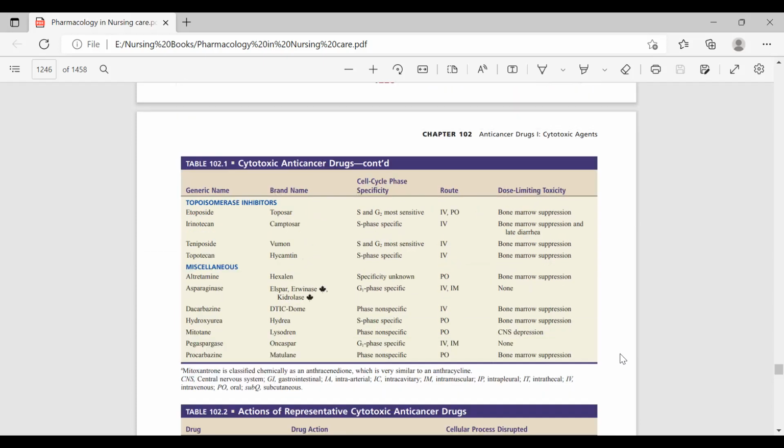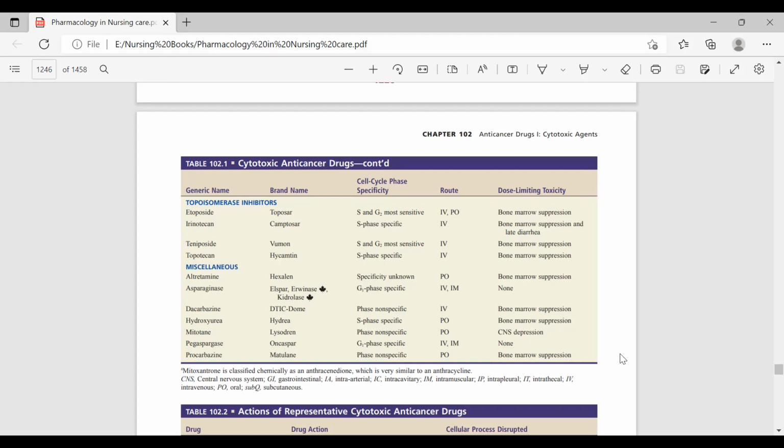Come towards other cytotoxic anti-cancer drugs, which is continued in another page, and it is topoisomerase inhibitors. And we have known topoisomerase is the enzyme which is involved in the mitotic phase, in which the mitotic spindle has a protein tubulin, which is involved in the division of the cells. So etoposide, irinotecan, teniposide, and topotecan are the drugs which are classified into topoisomerase inhibitors. These are S and G2 phase specific.